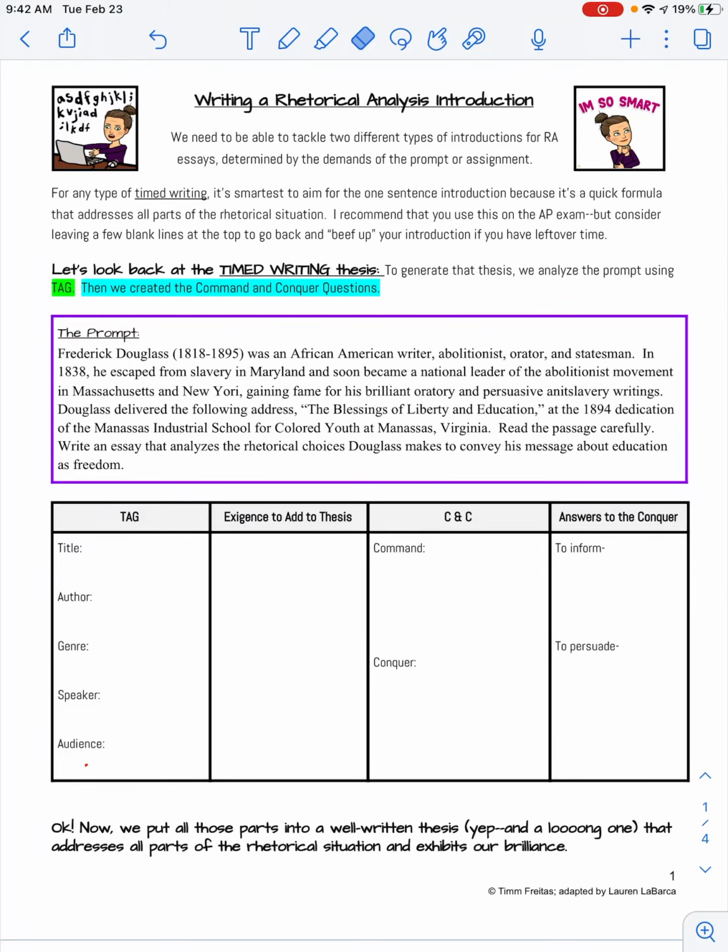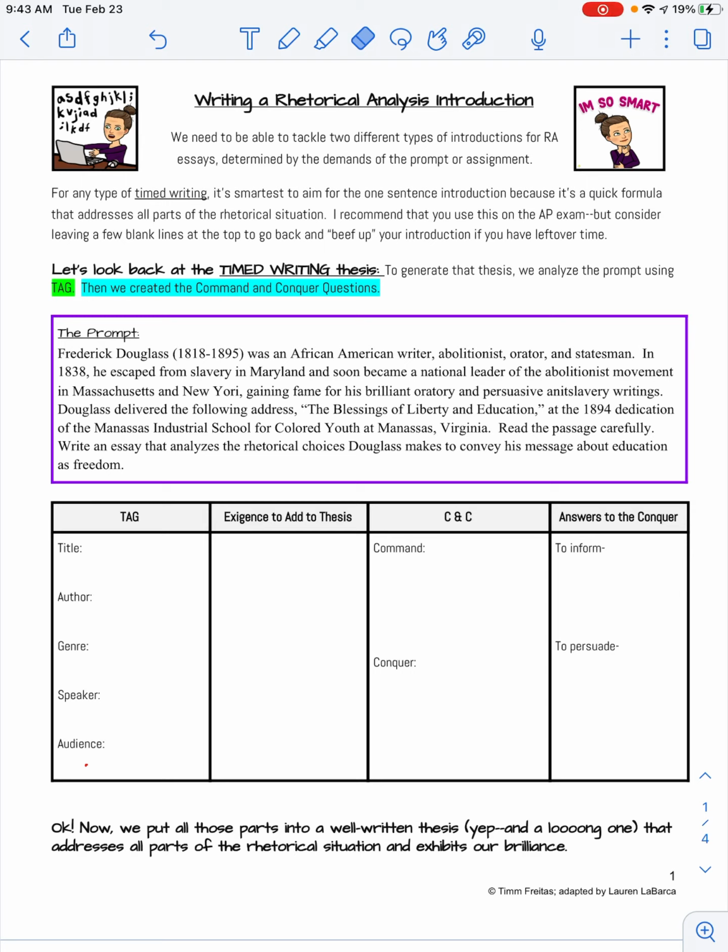Okay, hi everyone. Today we're going to go over writing a rhetorical analysis introduction. We hit on this at the beginning of the year, but we focused on it as a one-sentence introduction. If you remember, we practiced writing those massive one-sentence thesis statements. Those are very beneficial, and we're going to go over that again. Then we're also going to look at an additional type of introduction for rhetorical analysis.